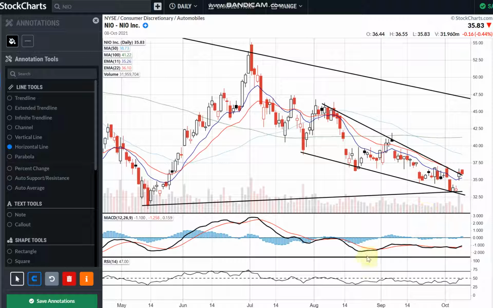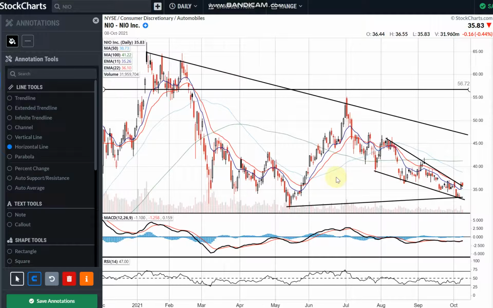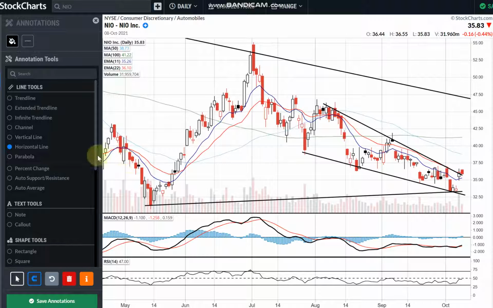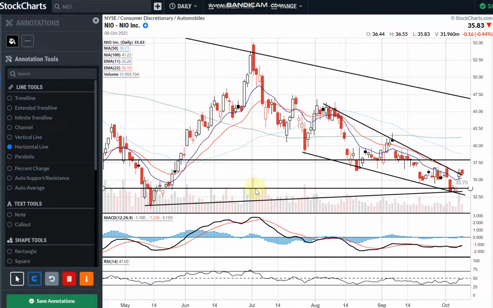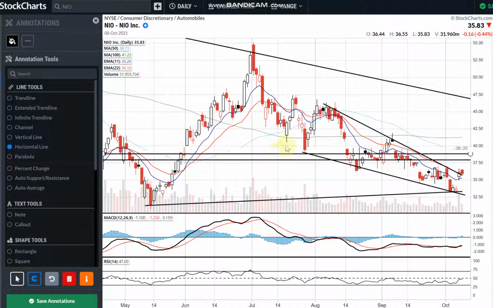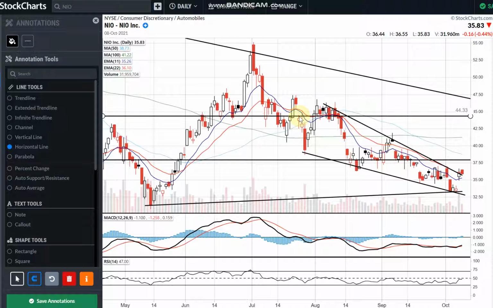On top of that, we see a divergence in the MACD. So the price makes lower lows and the MACD makes higher highs. This is usually a sign of reversal. Also, we see here another trend line. So if the price eventually returns, we could see a bounce somewhere around 33, this zone. But I think the price will start going higher.